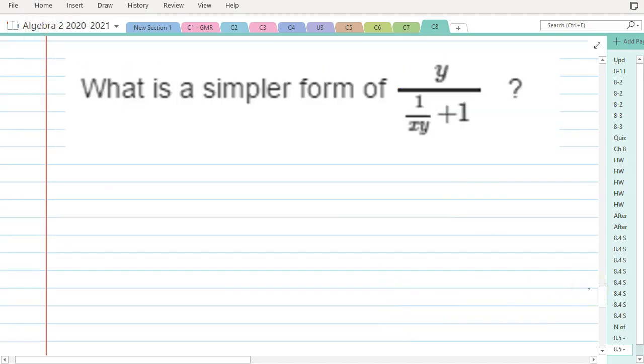All right, I want to go over this problem because it seems like it should be an easy problem, yet people often struggle with this. So it's the same idea as the last one, it just looks funny.